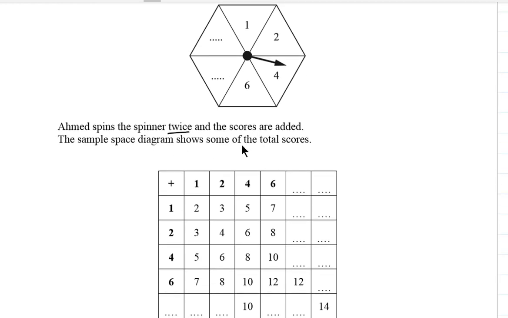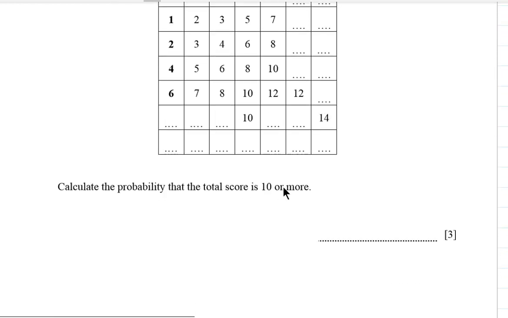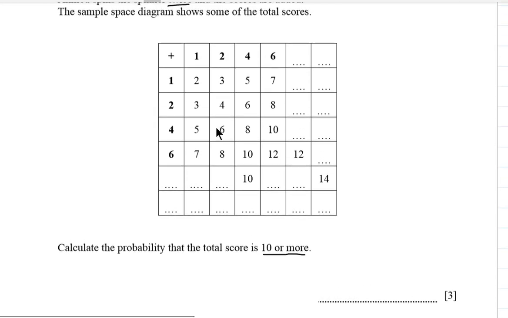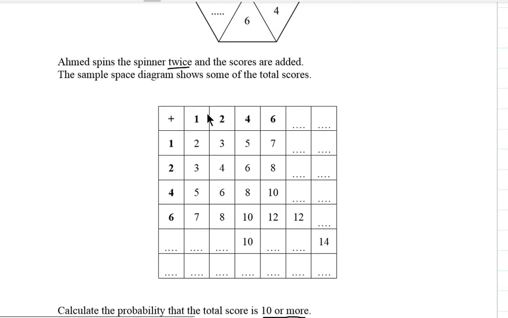The sample space diagram shows some of the total scores. Calculate the probability that the total score is 10 or more. Of course, we should fill the missing squares first. Okay, before filling the squares, let's illustrate the meaning of this 2.